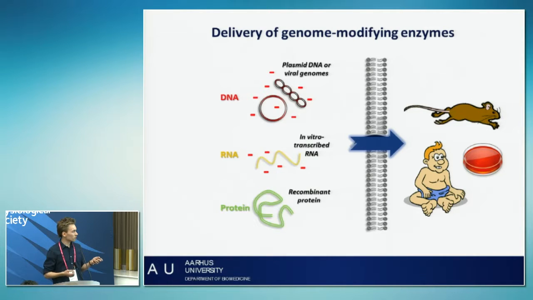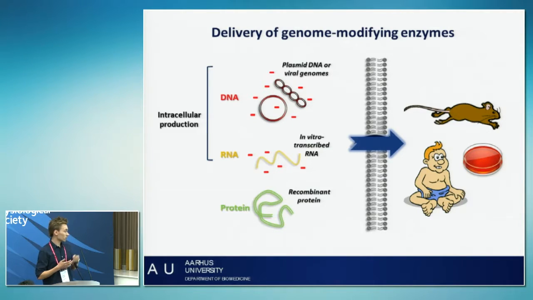We can also do delivery of in vitro transcribed mRNA. For both these methods, they of course both require intracellular production. And as Kieran also talked about, we can do delivery of recombinant proteins. And here, of course, we do not produce the protein inside the cells, but outside, and then deliver it directly to our target.